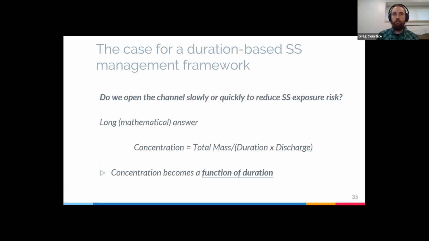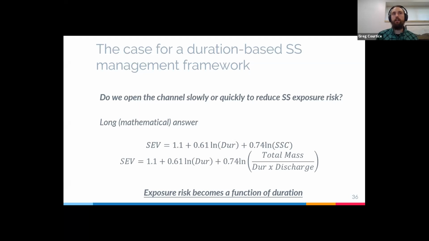And again, that's an oversimplification, but it is important to illustrate this concept that our concentration is governed by how we interact with this channel we're opening up. If we open it up fast, high concentration. If we open it up slow, low concentration. So if we put that into our equation, we have exposure risk being a function of duration.